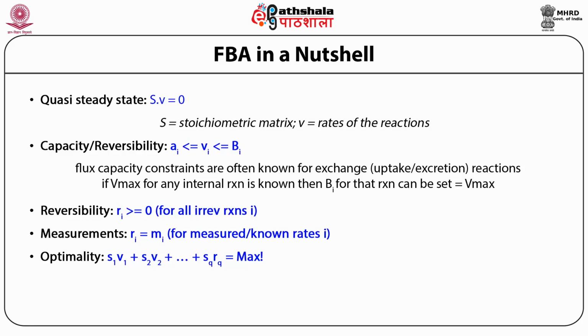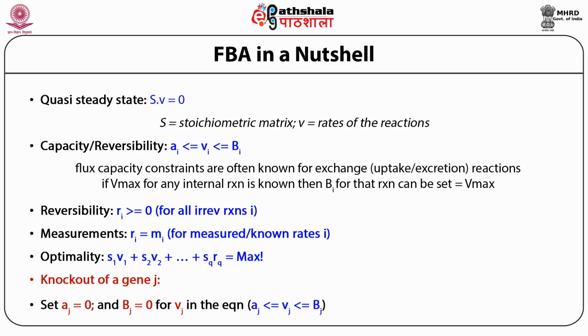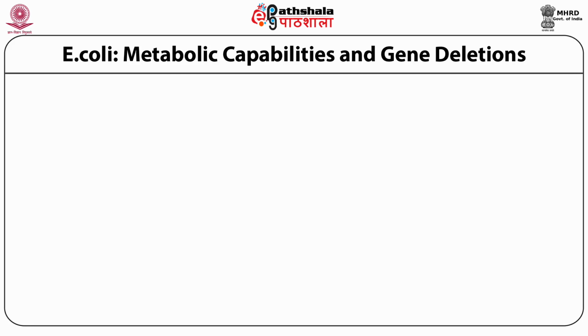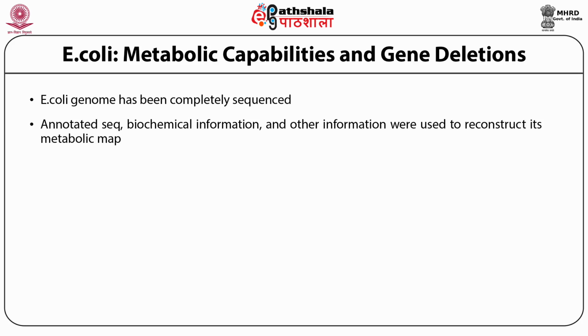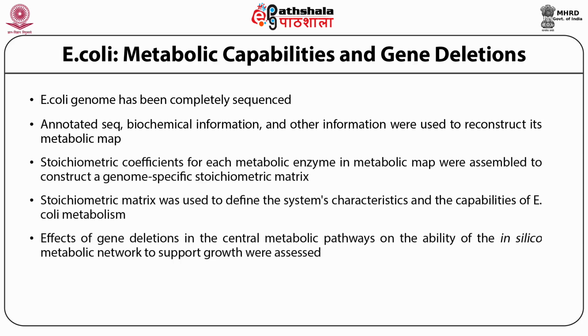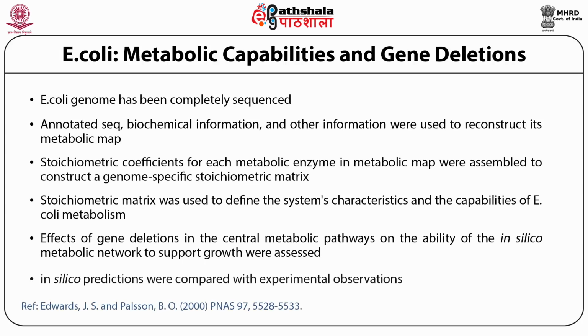And the effect of one gene or one enzyme being 100% inhibited is given as follows: if j becomes the knockout gene, then we should set Aj equal to 0 and Bj equal to 0, and for Vj, we solve the equations. This is an example done in a publication by Bernhard Palsson's lab at UCSD. They took the whole E. coli genome, constructed all the pathways, annotated every sequence possible, set up the stoichiometric coefficients for all of them, and then optimized everything in silico.